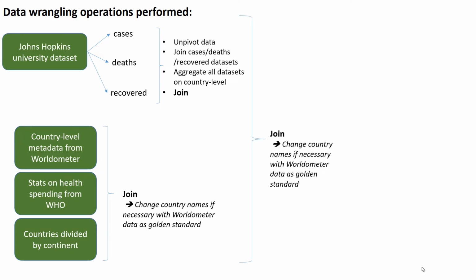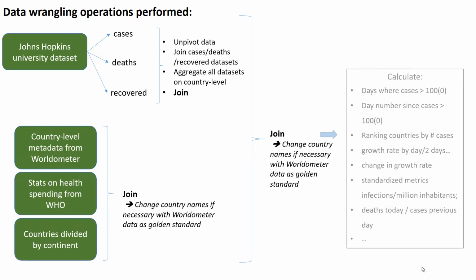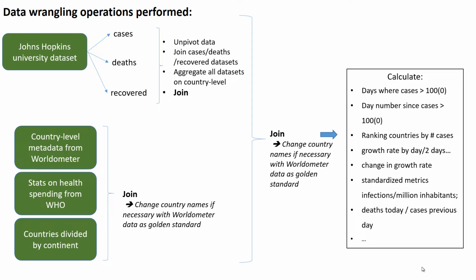And then I joined these 2 data sets, one Johns Hopkins and the other one just a metadata set on different countries. Then I calculated some extra measures such as the growth rate, some standardized metrics such as the number of infections per million inhabitants, which is something I showed you earlier in the dashboard. And also I checked whether this was a particular day where there were more than 100 cases in a certain country or more than 1,000 cases. And I also counted those days from 1 until whatever date we are now.